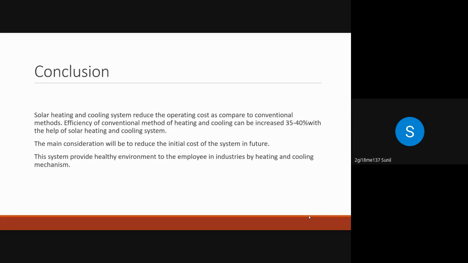Conclusion, sir. Solar heating and cooling systems reduce the operational cost as compared to the conventional method. The efficiency of conventional heating and cooling can be increased by 35 to 40% with the help of a solar heating and cooling system, sir. The main consideration will be to reduce the initial cost of the system in the future, sir. This system provides a healthy environment to the employees and industry by its heating and cooling mechanism, sir.